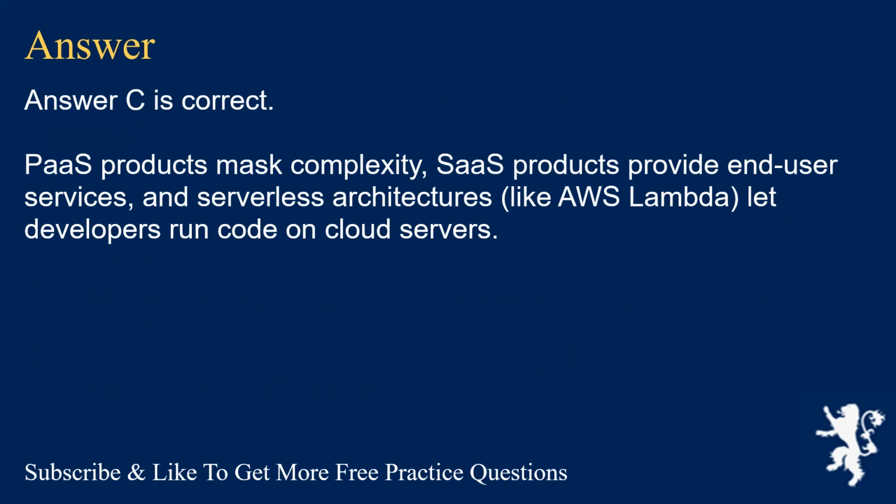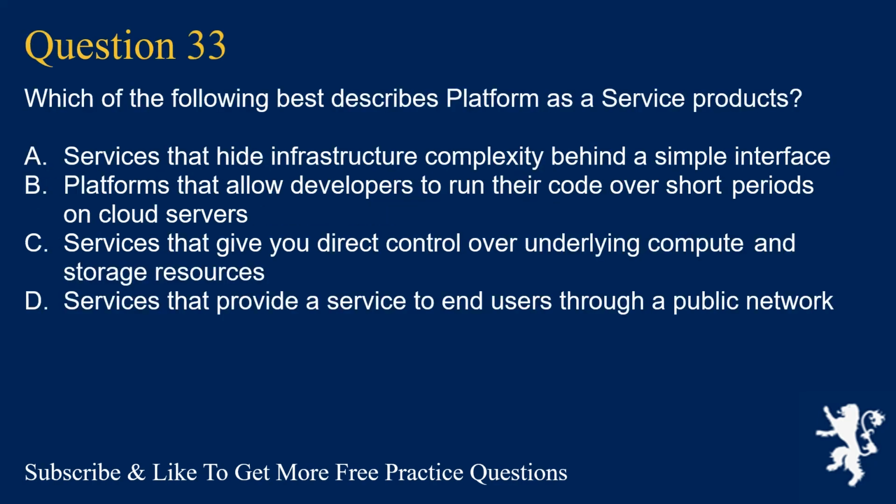SaaS products provide end-user services, and serverless architectures, like AWS Lambda, let developers run code on cloud servers. Question 33. Which of the following best describes platform as a service products?